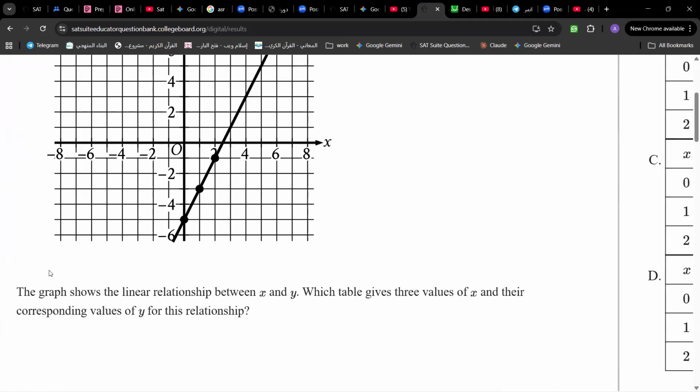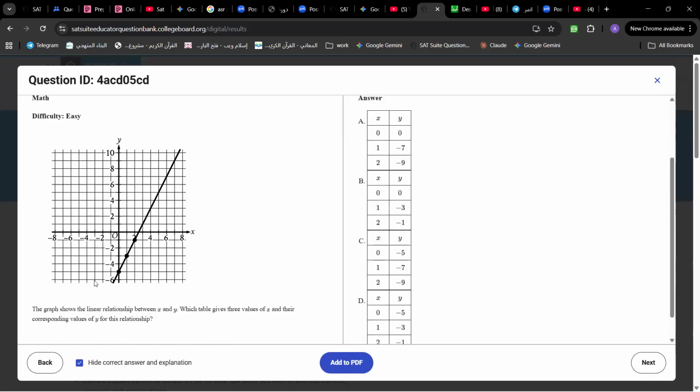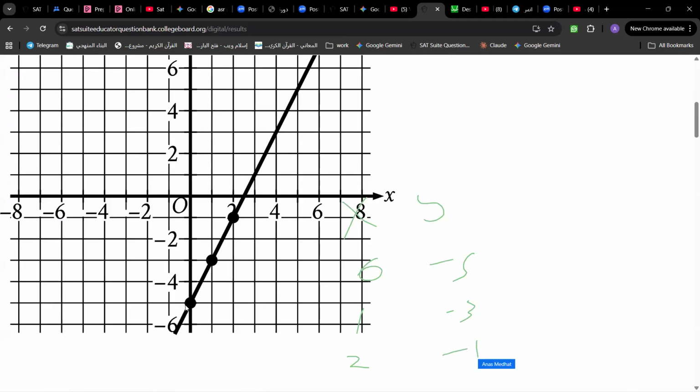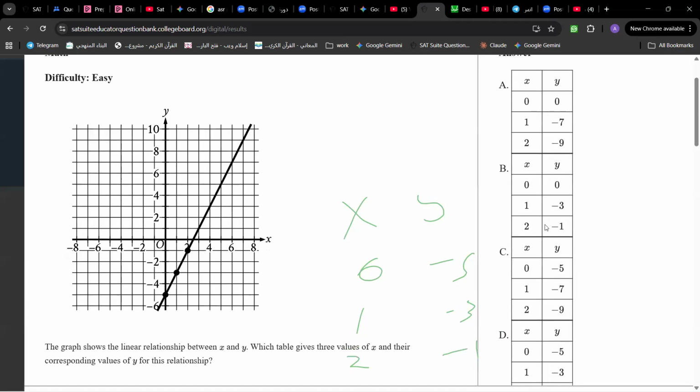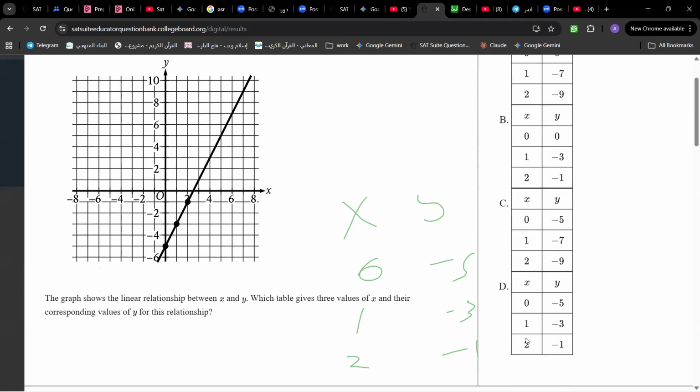Which table gives the three values of x and their corresponding value of y for the relationship? Let's see. Easy question. Let's put x and y. X is 0, y is negative 5. X is 1, y is negative 3. X is 2, y is negative 1. Let's see which answer is this. The answer should be D.